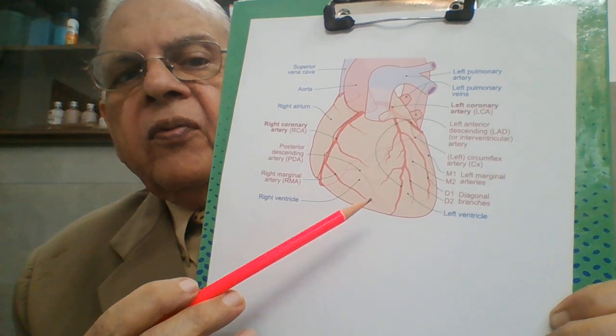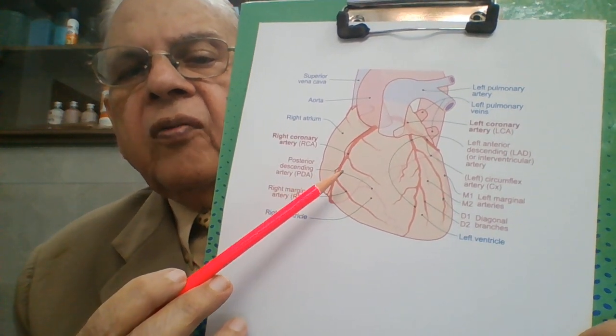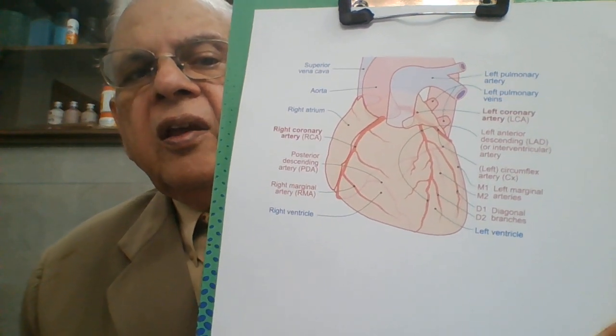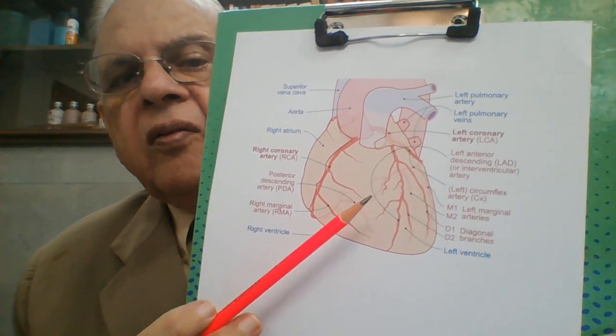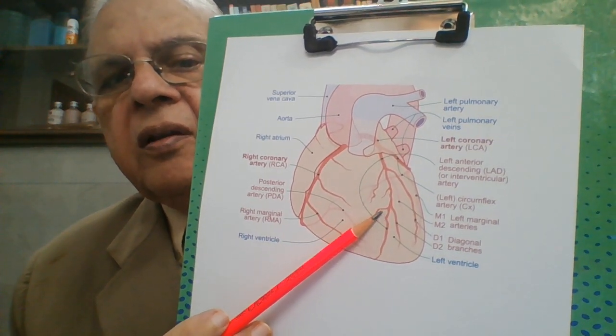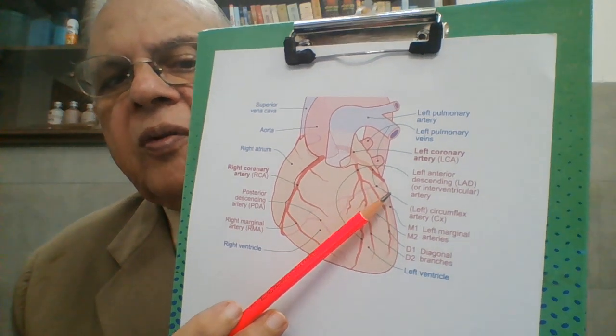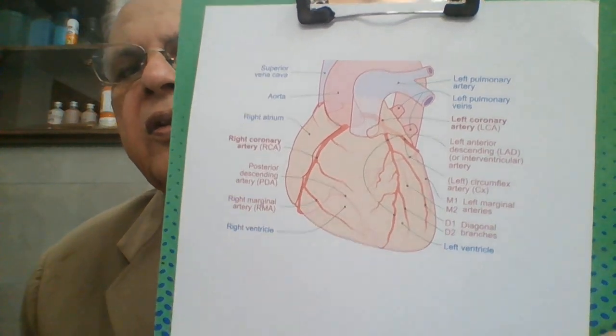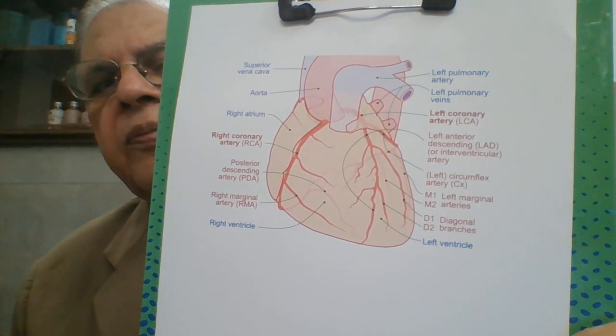Then if there is a block in one artery, we say it is single vessel disease. If there is a block in two arteries, we say double vessel disease or two vessel disease. And if there is a block in all the three arteries, this is triple vessel disease.